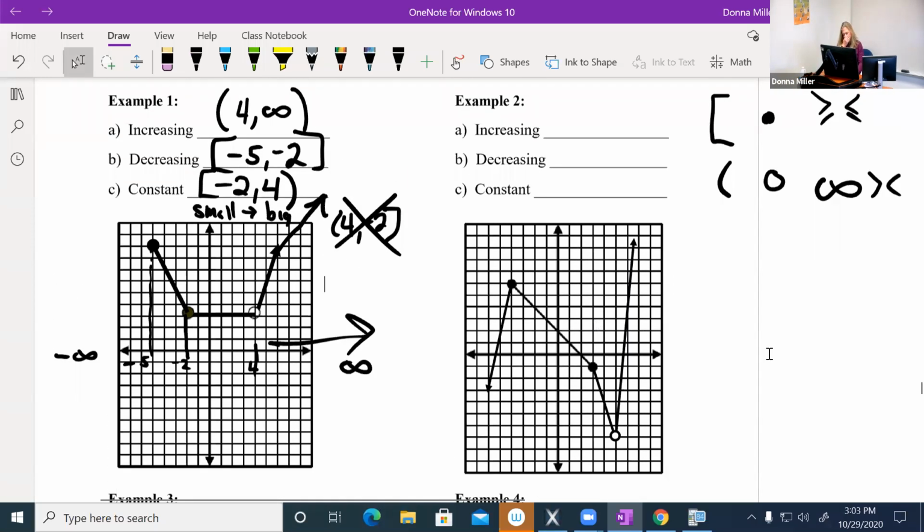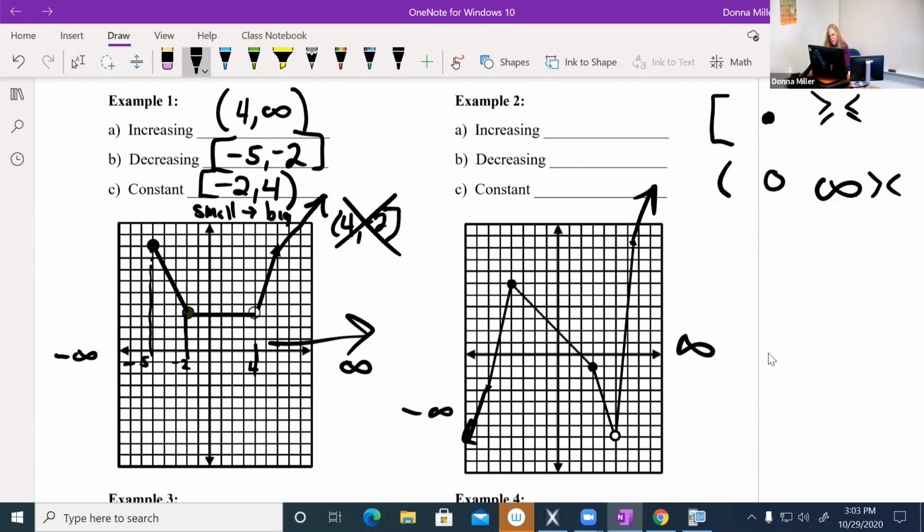Okay, so let's look at this next one. I see an arrow. An arrow means it goes out forever. So this graph goes down to negative infinity, and it goes up forever, so x goes up to infinity, right? So x goes all the way. My first interval is going to be from negative infinity to what? Where does it change? -5? I can't say. I think I get -4. 1, 2, 3, 4. Oh, -4.